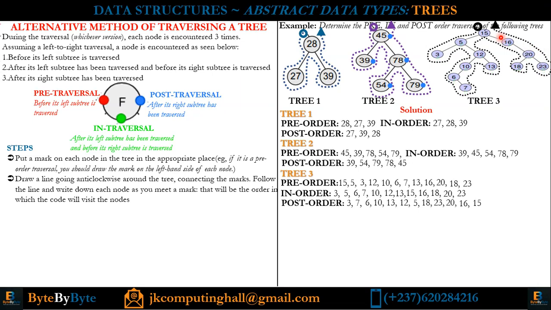When I move to post order, what am I getting when I move? 3, 7, 6, 10, 13, 12. Sorry, after 12, when I move in here, I encounter 5, as you can see. When I move, I have my 18, 23, 20, 16, 15, and that's all.